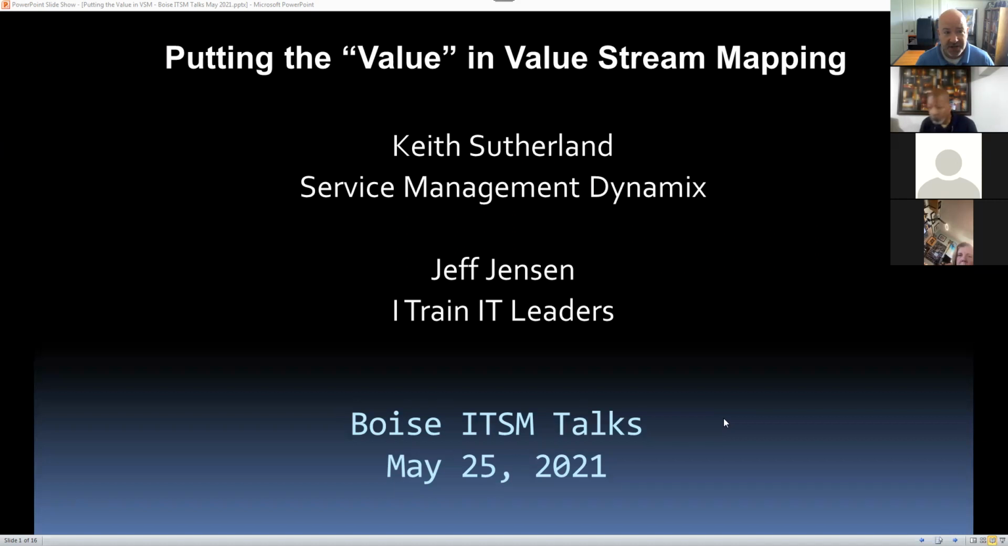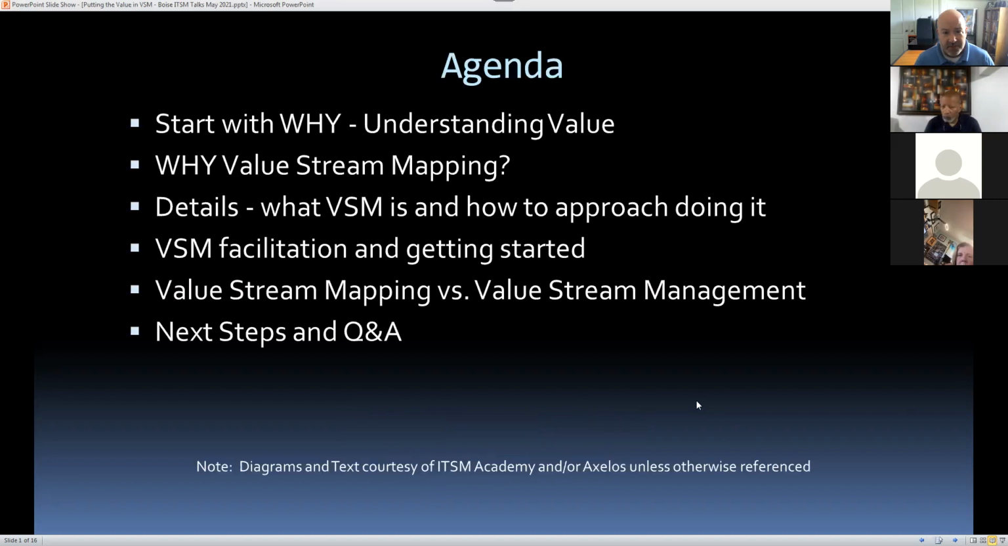All right. Our presentation, Putting the Value in Value Stream Mapping. Go ahead and move this forward. Here's our agenda. As I mentioned, I like to start with why. We'll talk about understanding value and what that means. We'll talk about why value stream mapping is important in that context. And then we'll get into the details. What is value stream mapping and how do we approach doing it? We'll talk a little bit about some of the facilitation aspects and getting started. We'll conclude with a little bit of a slide and discussion around the differences between value stream mapping and value stream management. And then we will get into doing some next steps and Q&A.